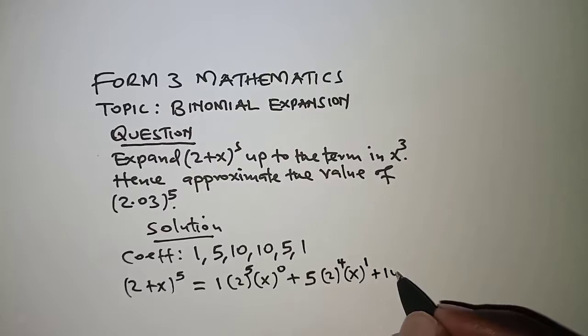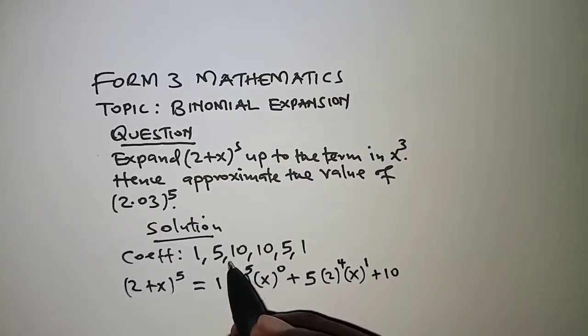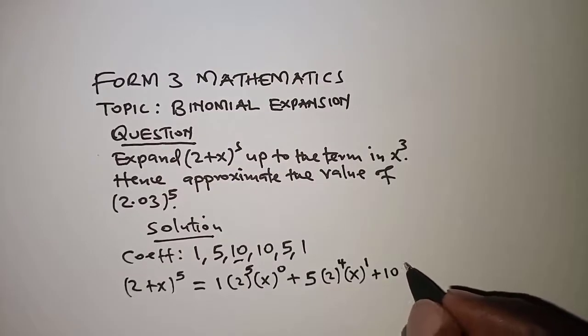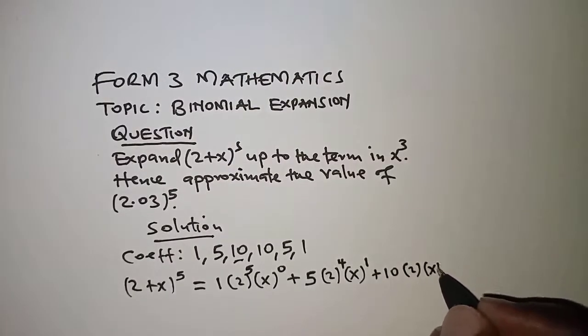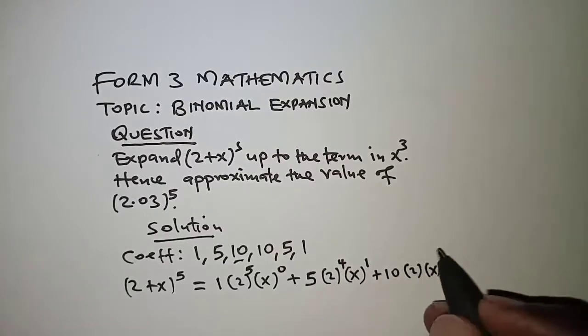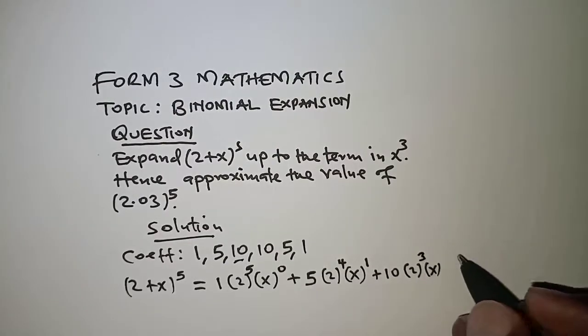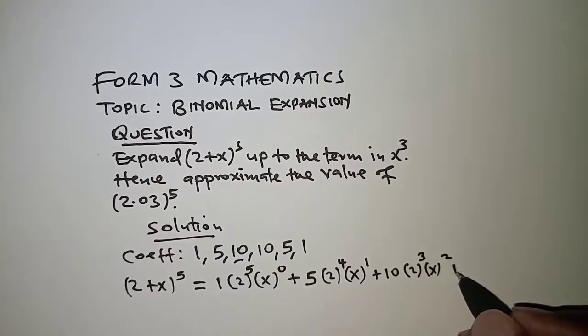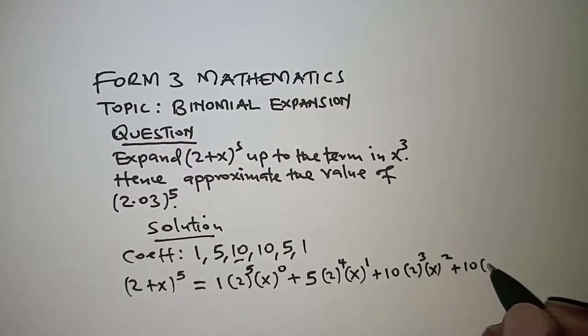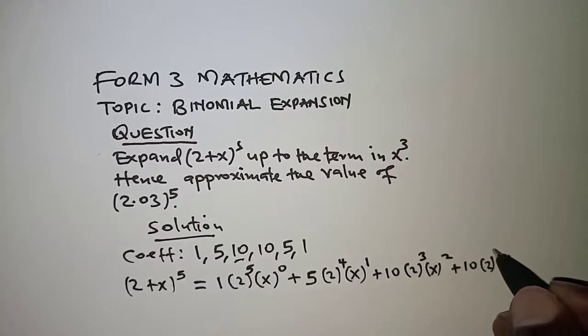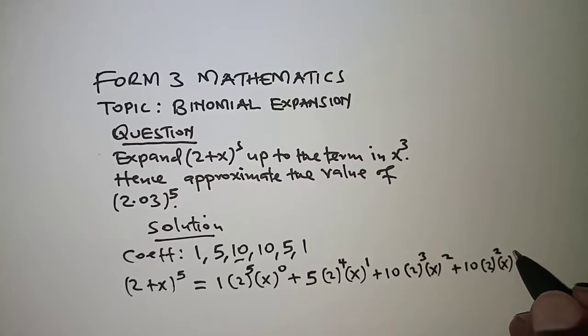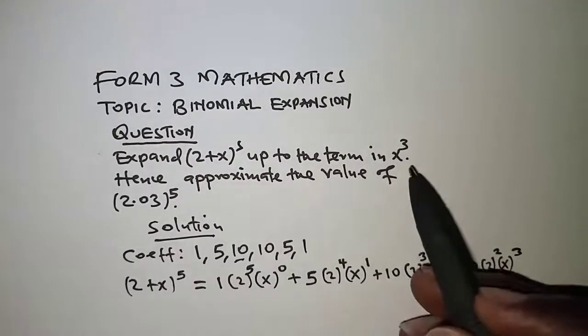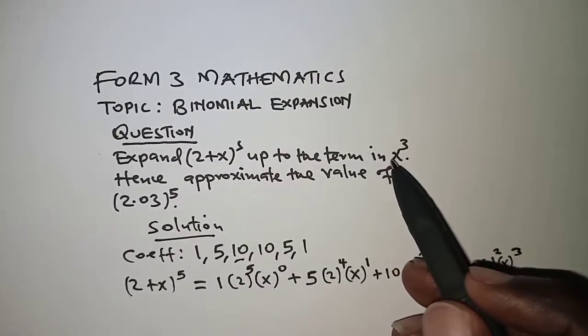Next we move to 10, the next coefficient. So we have again 2 and x. So for 2 it reduces to 3, and for x it increases to 2. And finally we'll have 10, 2 and x, and for 2 it's going to reduce to 2, and for x it's going to increase to 3. So at this particular point we have expanded to the term in x power 3.